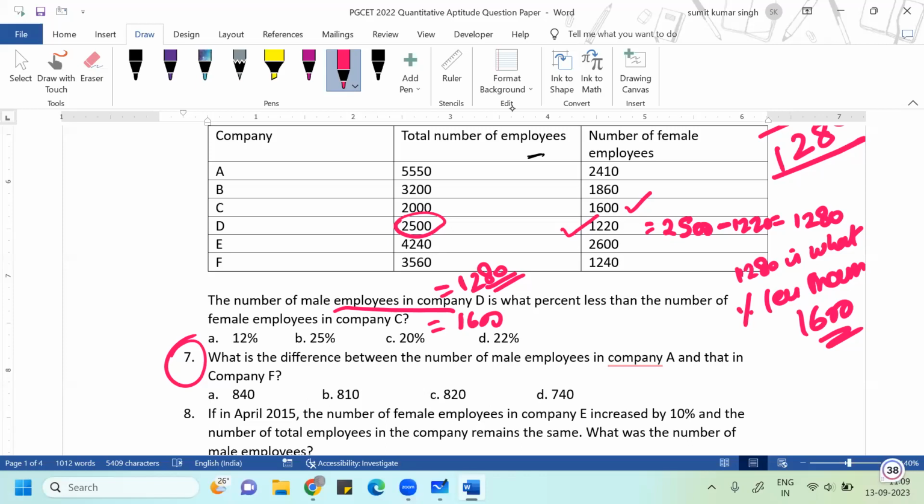Clear, everyone? Nobody is facing any problem, right? Very good, Suman. What about others?